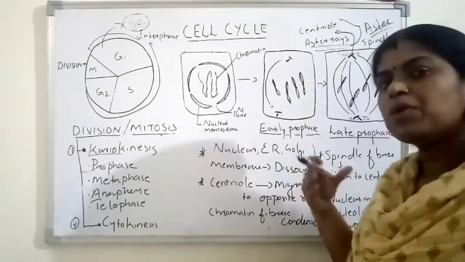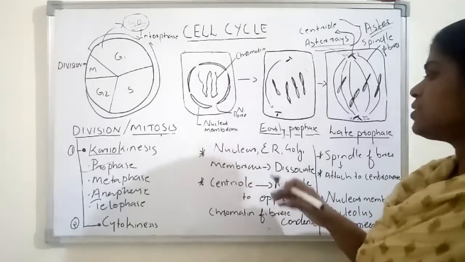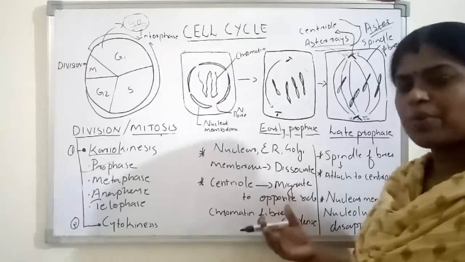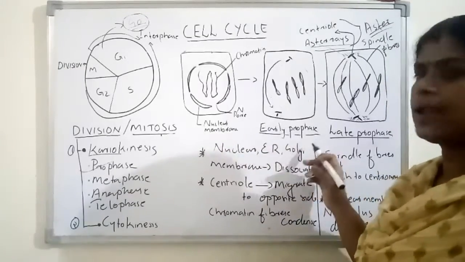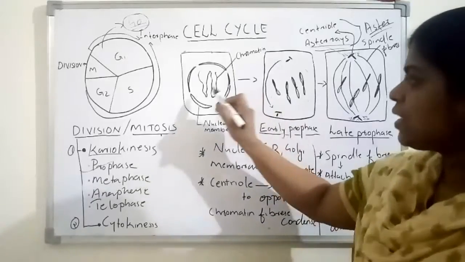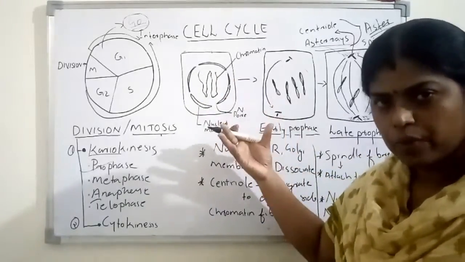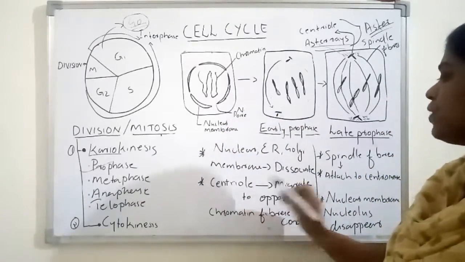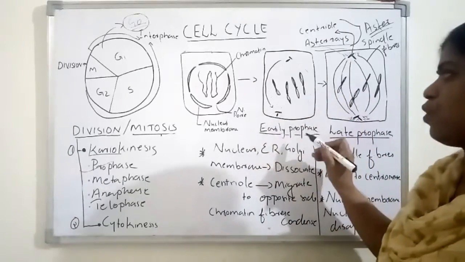prophase, the nuclear membrane will start to dissociate. Not only the nuclear membrane, see the endoplasmic reticulum, which also has a membrane, and the Golgi apparatus membrane. All these membranes will start to dissociate in early prophase. And the genetic material was in a thread-like appearance. It was not condensed, and the condensation of the chromatin fiber will occur in the early prophase.